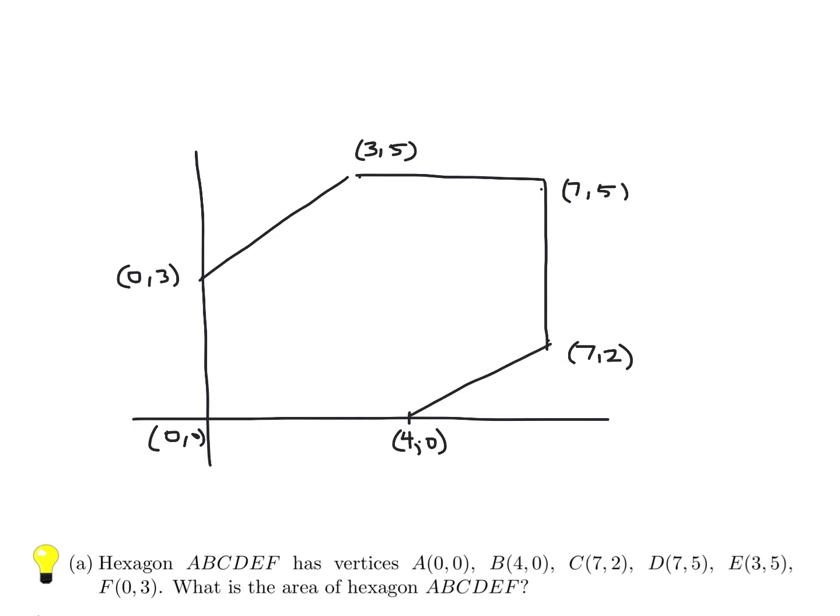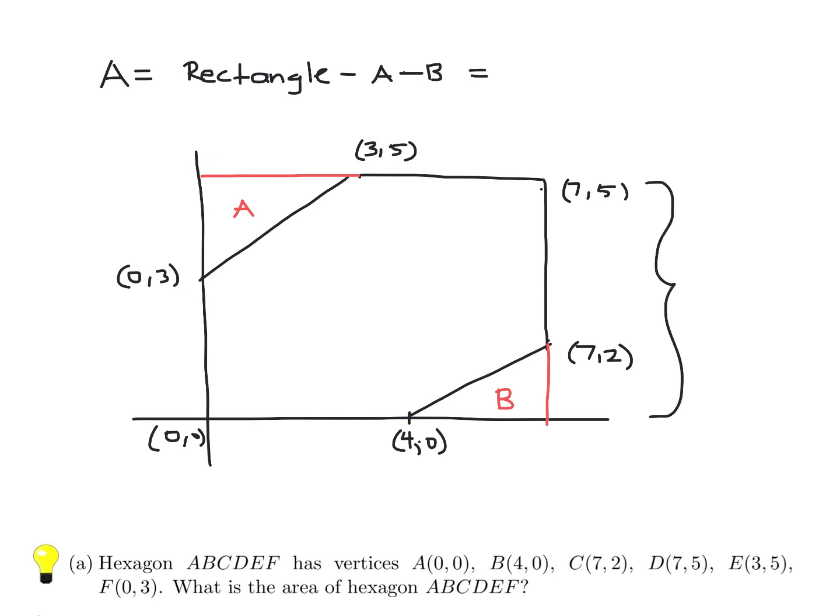Okay, so what I'm going to do is extend these lines here to make it into a rectangle and call these A and B. The area that we want is the rectangle minus A and B. And if I do that, then I'll get the area of that hexagon. Okay, the rectangle, what are the dimensions here? This is going up to 5, right? And this is going up to 7. So the dimensions of that rectangle are 7 times 5.